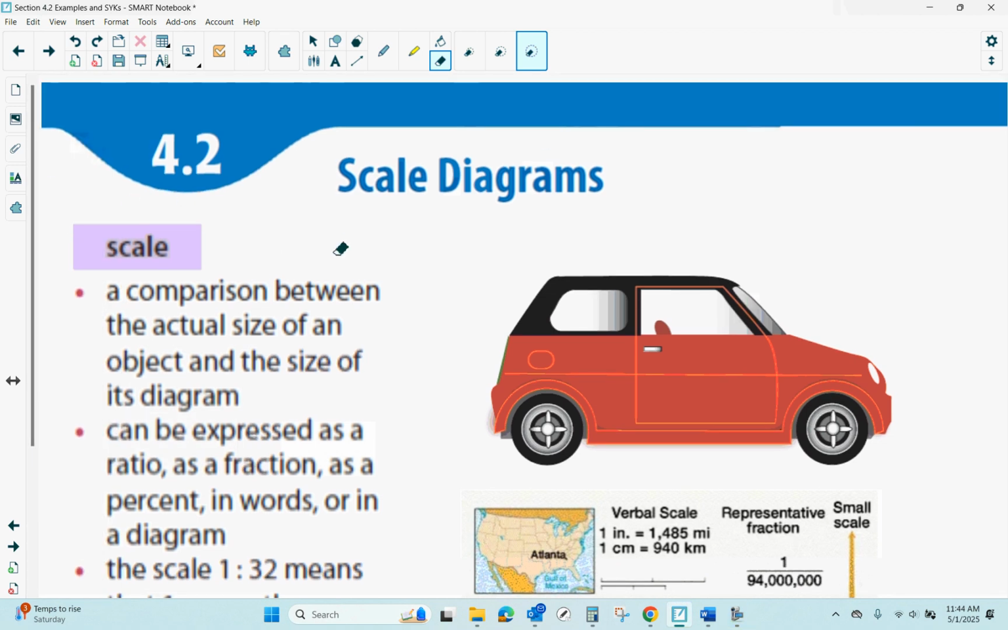So 4.2 is all about giving you a diagram that is drawn to scale, we say. So every piece of the picture has been either enlarged or reduced by a certain amount, and it's the same amount for every piece on the picture.